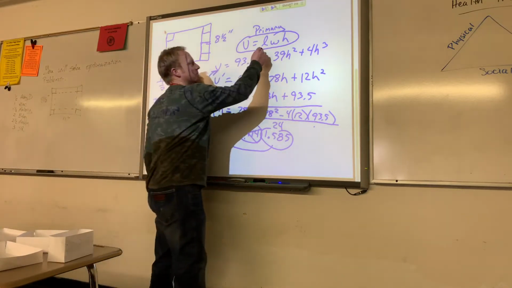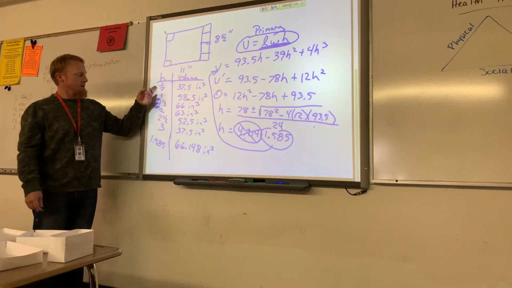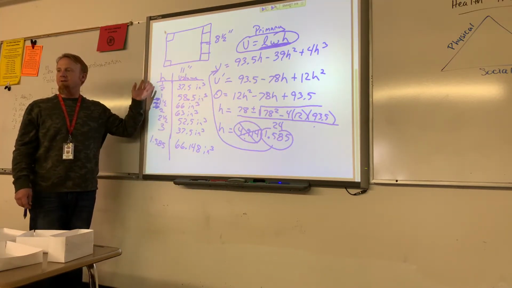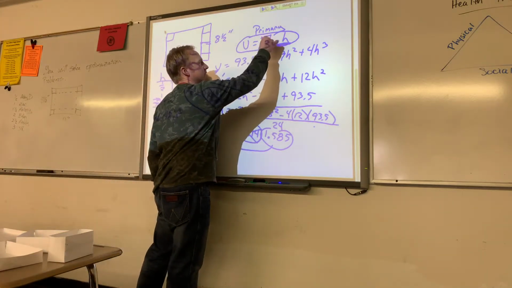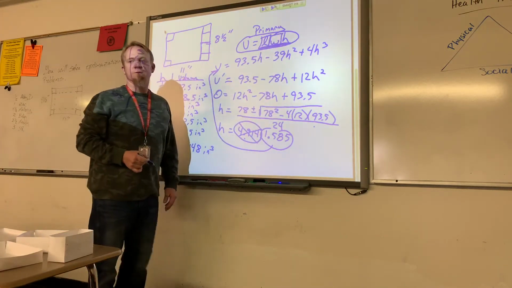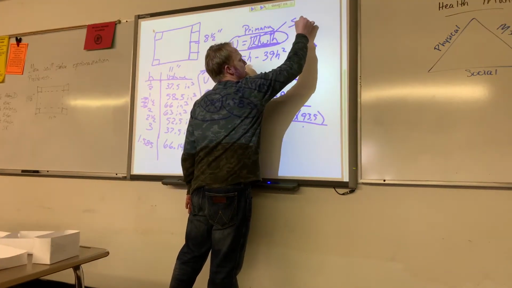I got too many variables. Okay? So I've got to get rid of some variables. And we knew H needed to stay because everything relied on H. So that means I needed to figure something out for L and W. What do you think those equations are called? Secondary.